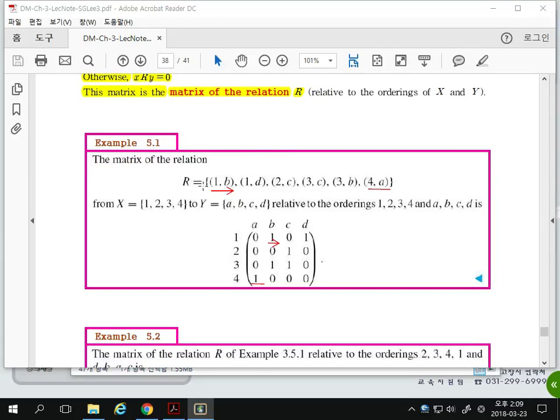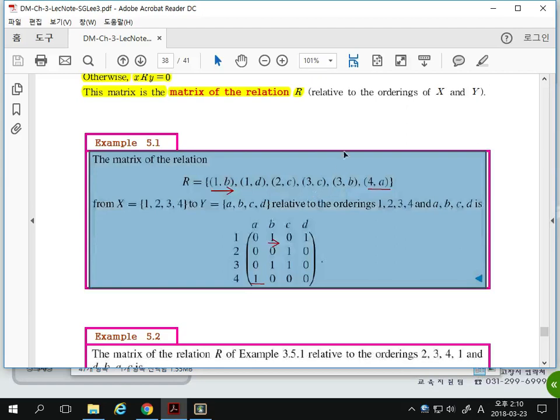For example, if R is a relation like this, where X comes from 1, 2, 3, 4, and Y comes from little a, b, c, d, then we have 4 rows from X and 4 columns from Y. So 1B is this position, we mark 1. 1D, first row and first column, let's say 1. And all others are 0.